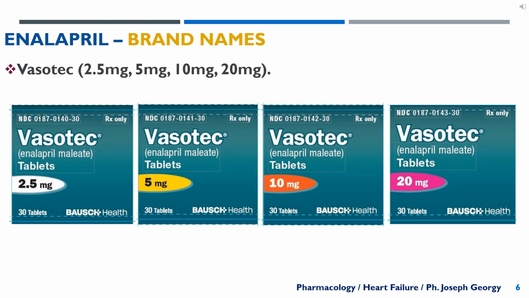Actually, there are many brand names of enalapril. One of these brands is Vasotec. It's an oral pharmaceutical dosage form as tablets, and its available doses in the pharmaceutical market are 2.5, 5, 10, and 20 milligrams.